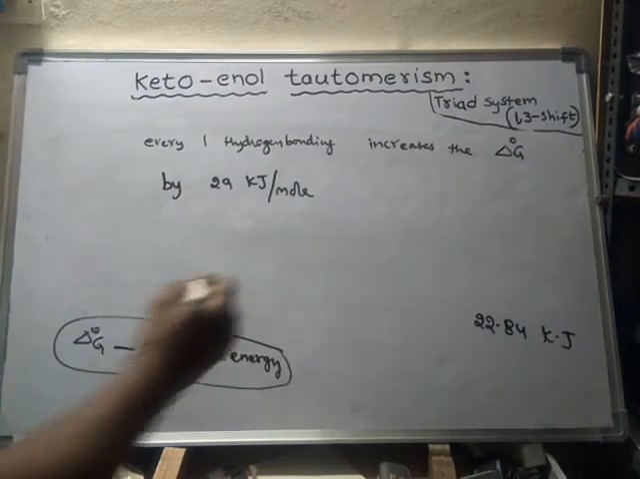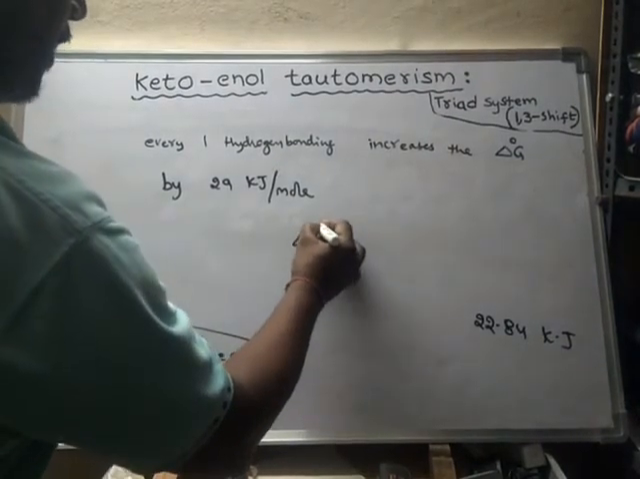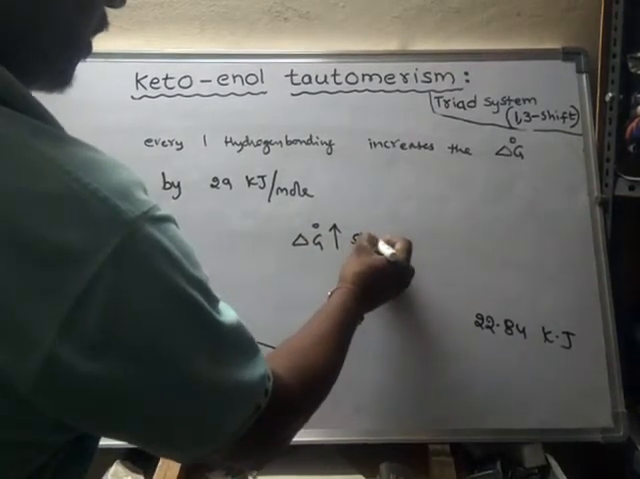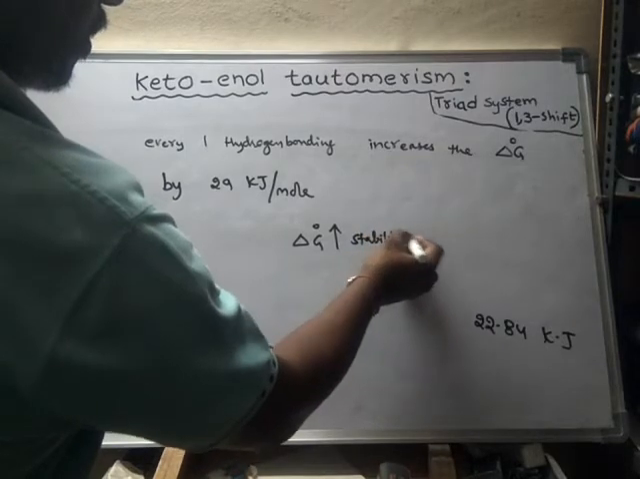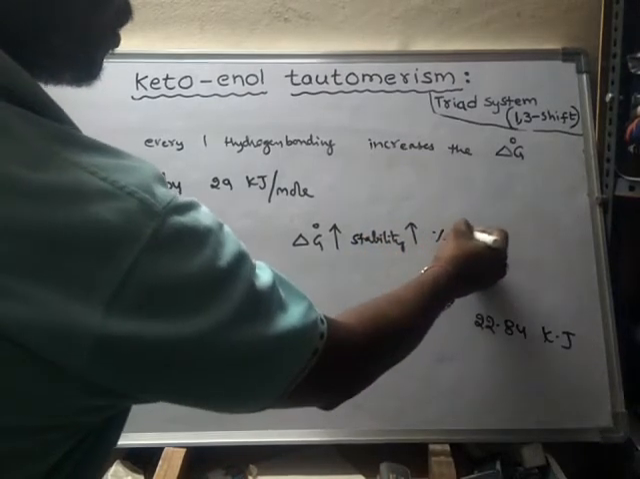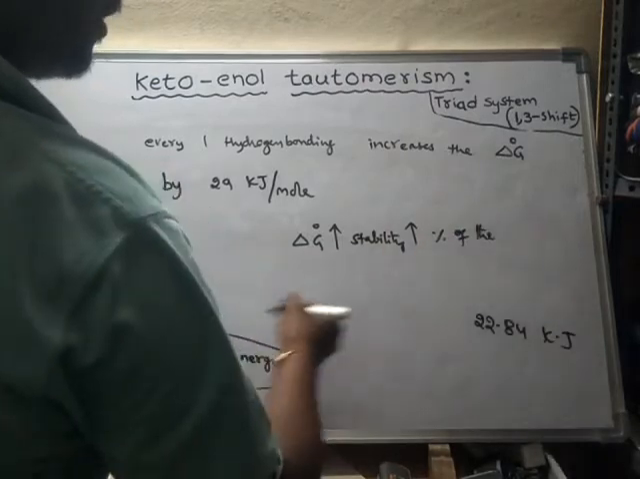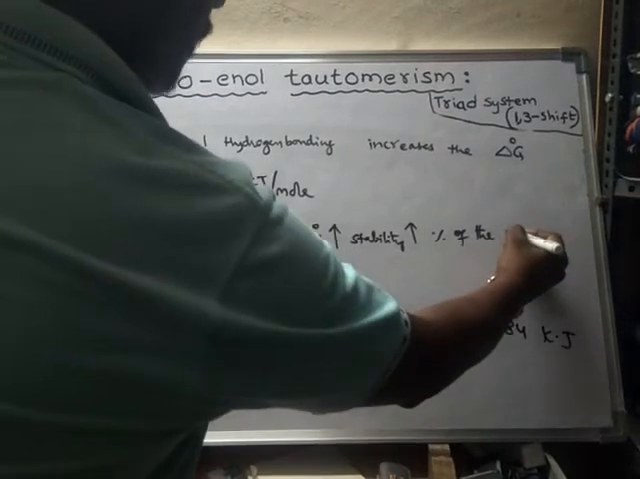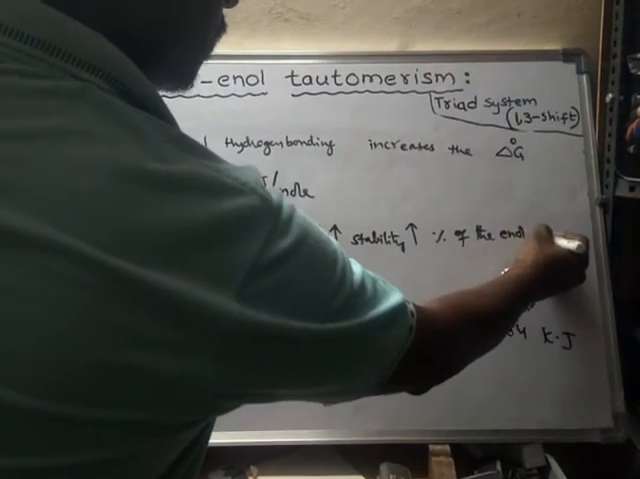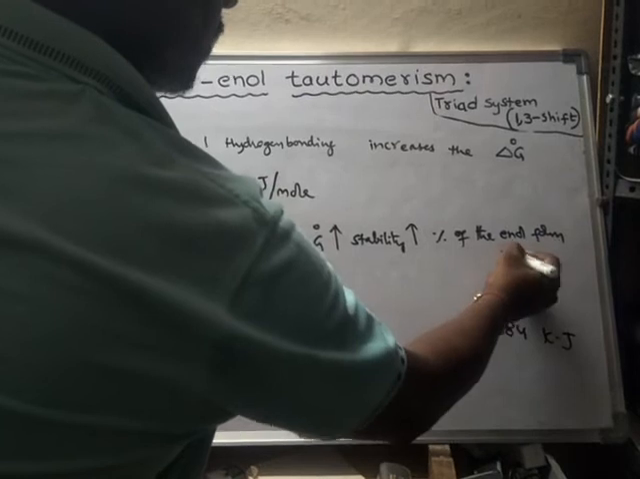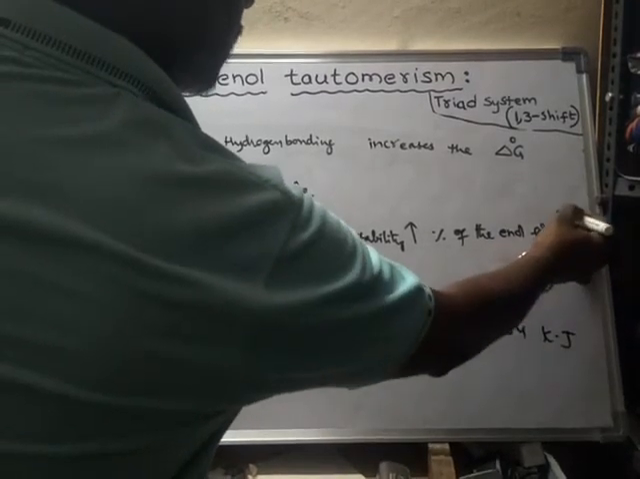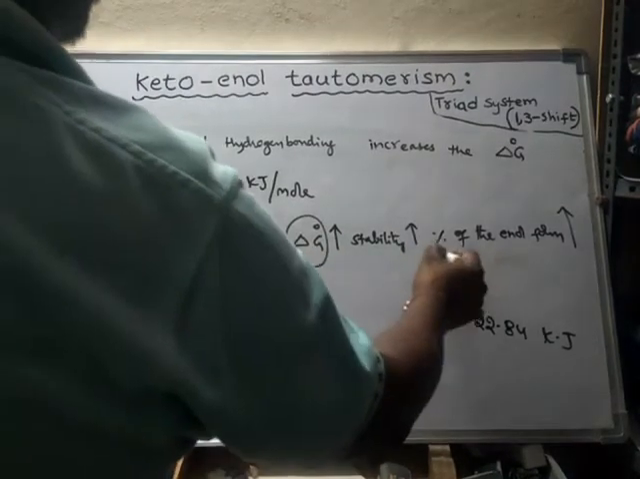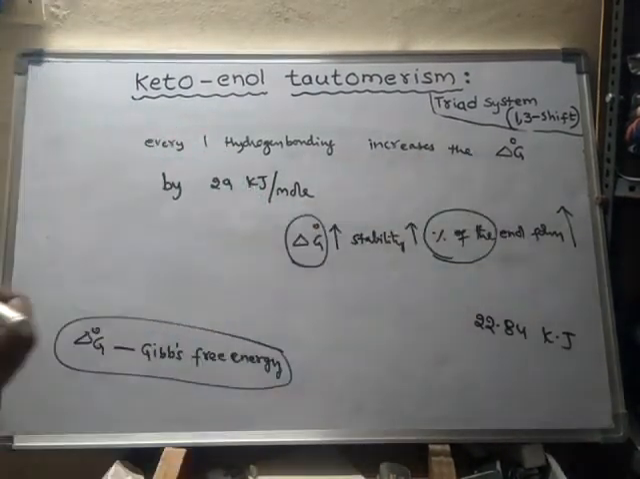So what happens if the change in Gibbs free energy increases? Stability increases, therefore the percentage of the enol form increases. So there is a relationship between Gibbs free energy and the percentage of the substance.